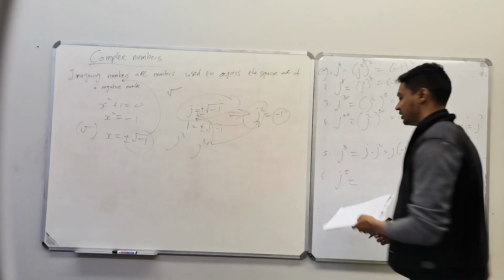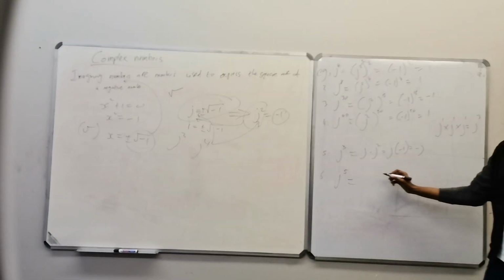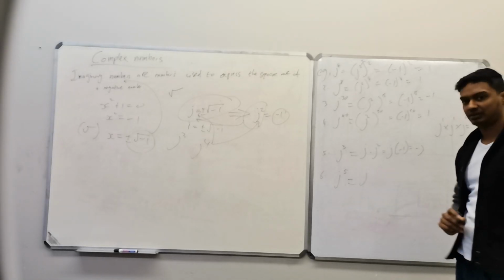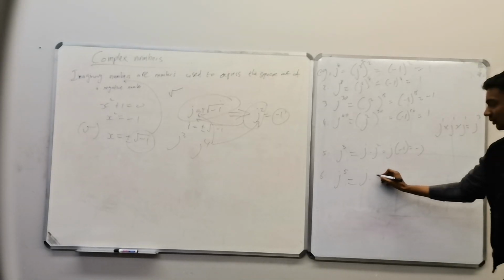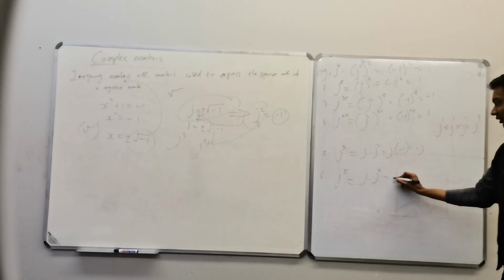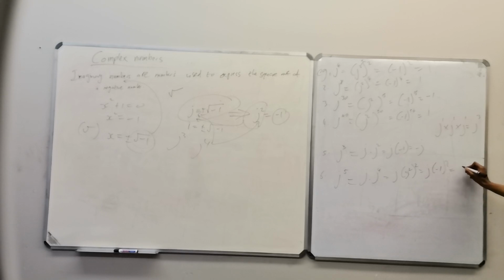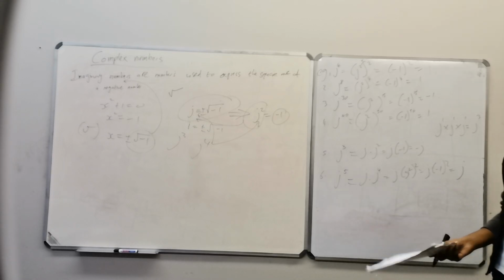What about this one? j to the 5. Take 1 j out. We're left with j to the 4, which is j squared to the power 2. Then you got j. You got j squared to the 2. So the 2. We got j, minus 1 squared, is j.